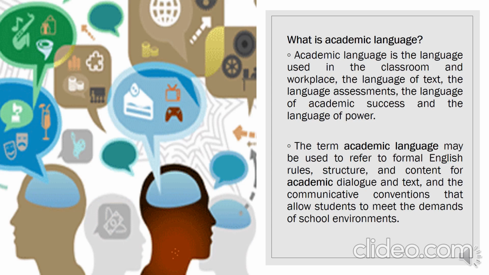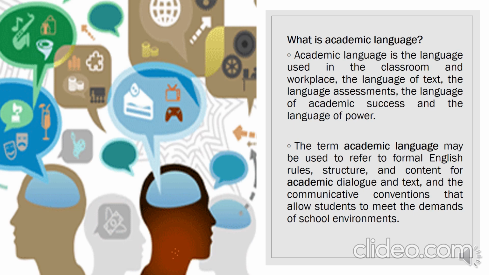But what is academic language? This is the language used in the classroom and workplace, the language of text, the language of assessments, the language of academic success, and the language of power. The term academic language refers to formal English that uses structure.